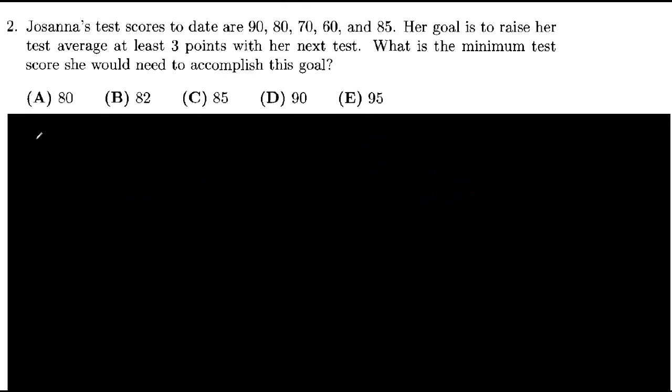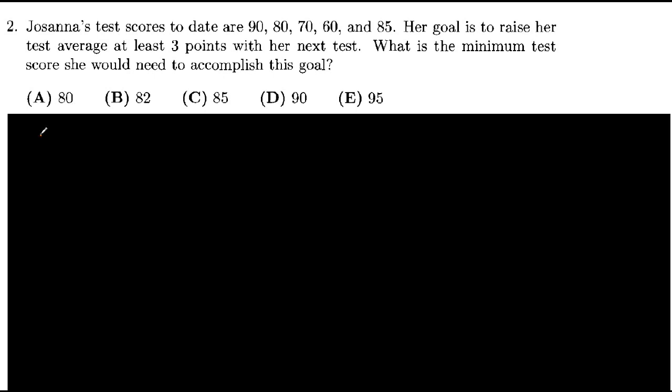Question number 2. So Josanna has already done 5 tests, and her goal is to get a better average, 3 points more than she had so far with her next test. So what's the minimum test score she should get to get that? So 2 steps. First, we want to see what is the current average.